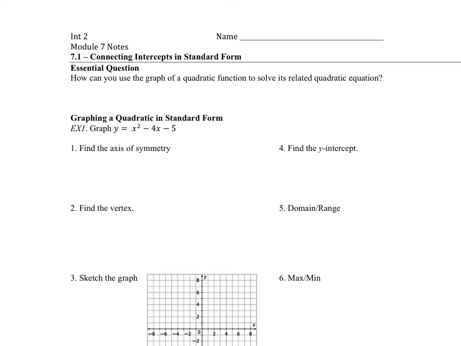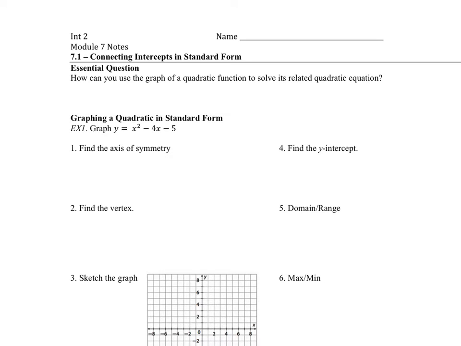All right, so picking up where we left off with quadratics. We did vertex form, we did standard form. We're going to add in this concept of intercepts, but all the other stuff is still going to remain the same. So given our equation, y equals x squared minus 4x minus 5.